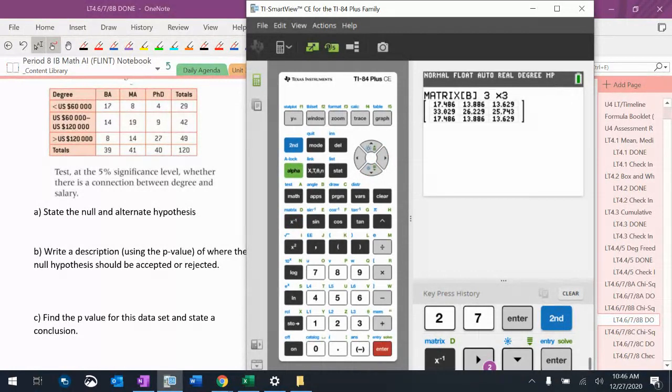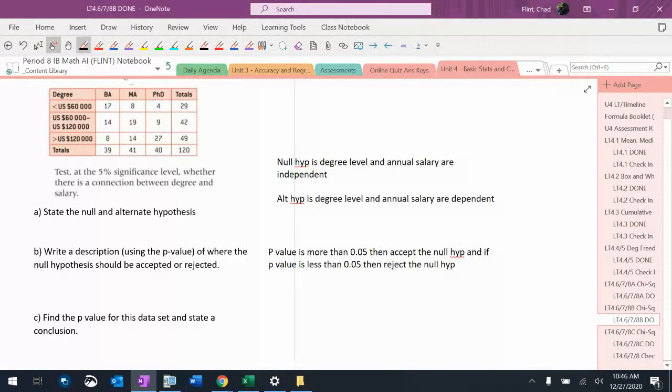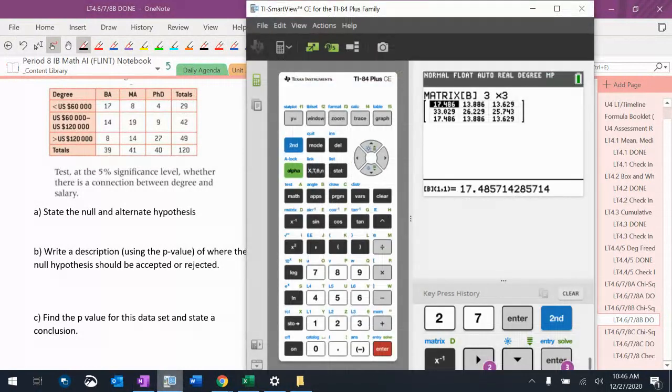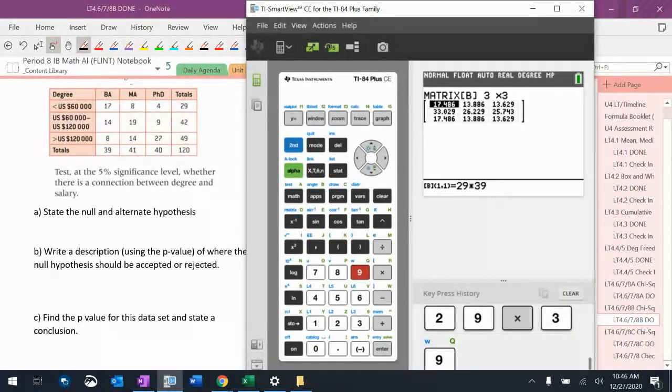Now I got to make my expected frequency table and put it into matrix B. This is where I have to multiply the row total times the column total and divide it by the grand total. All right, so for this first box where the 17 is, I would use the 29 and the 39. So multiply those two and then divide it by 120. This is one of the main parts of this. So I got to do 29 times 39 divided by 120. For this next one, it's going to be 29 times 41 divided by 120. And then it's going to be 29 times 40 divided by 120.